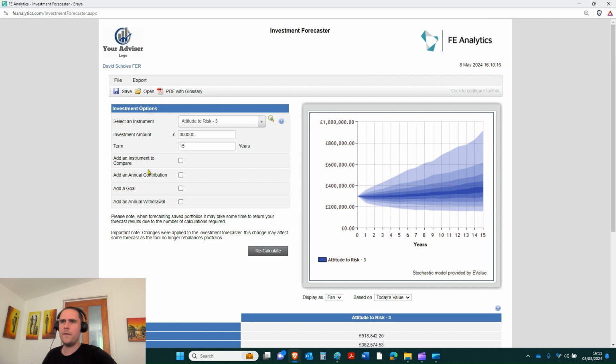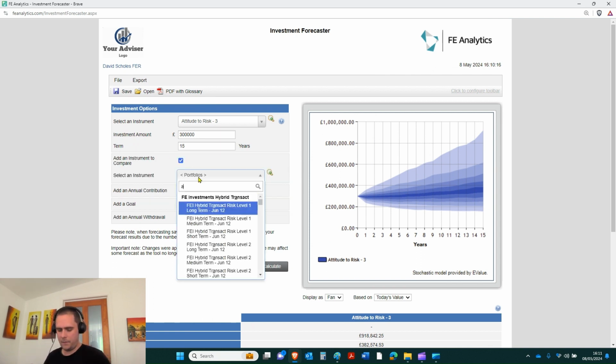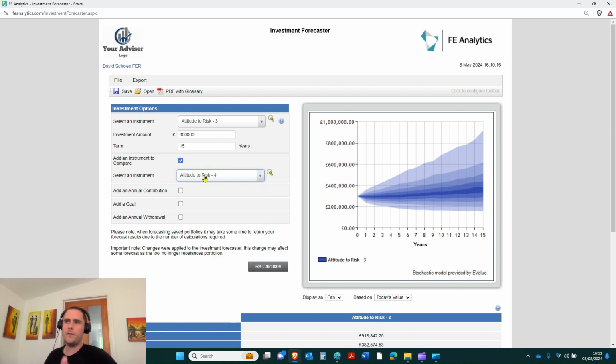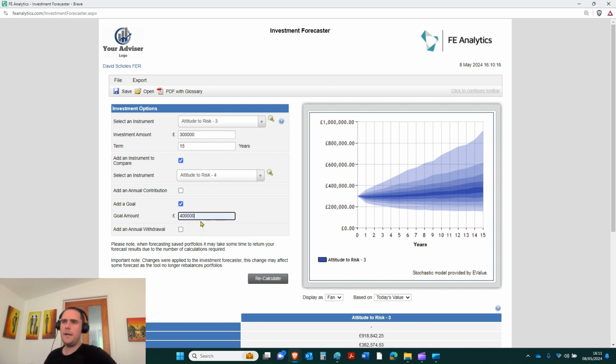So before I start looking at the solutions, we can start adding something to compare. So what is that something? We'll start typing in attitude again. There you go, attitude to risk level 4, a 3 versus a 4. And just for the sake of it, I'll add a little goal in here as well. And maybe my client's hoping to achieve a 400k pot before they retire.